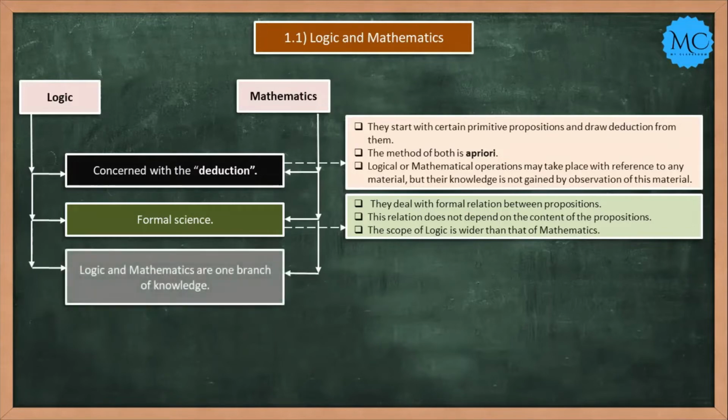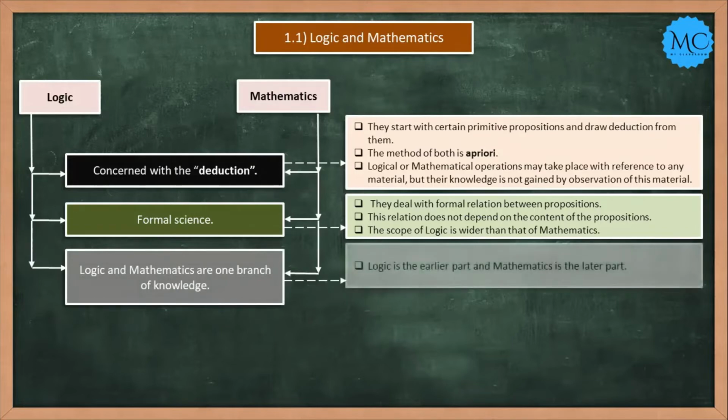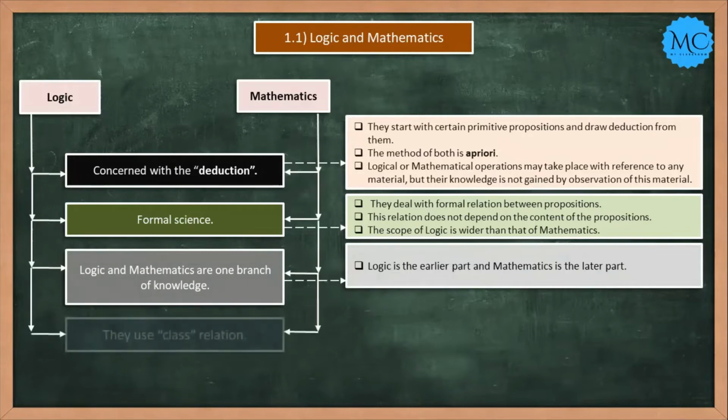Next, logic and mathematics are one branch of knowledge. Most philosophers believe that logic and mathematics are one branch of knowledge, and they claim that logic is the earlier part and mathematics is the later part. And both of them use class relation. Let us see this.